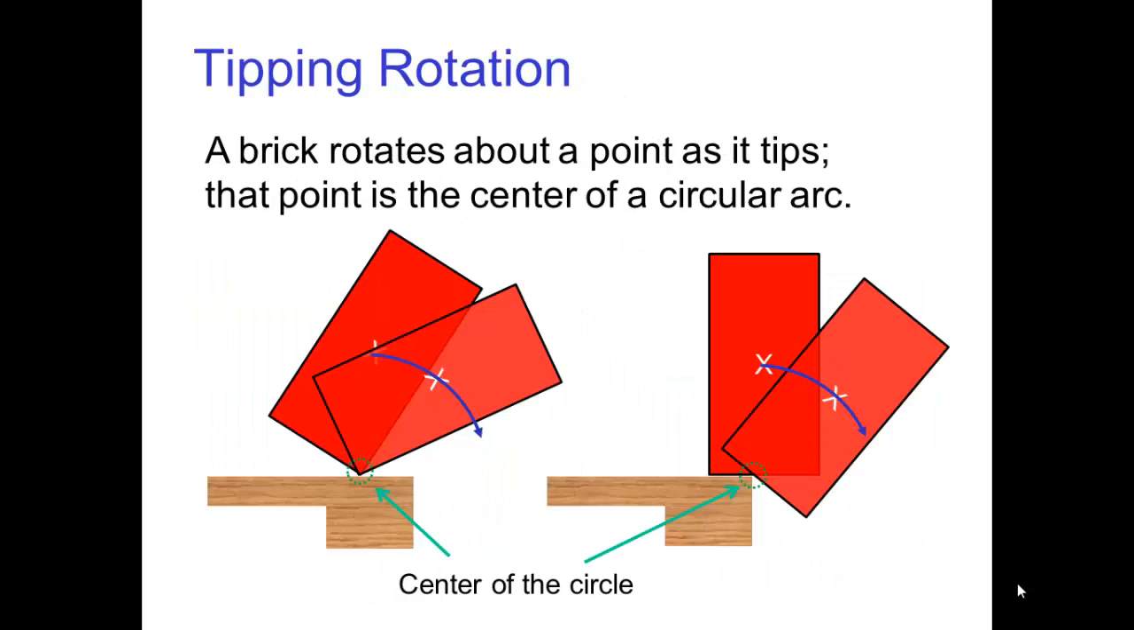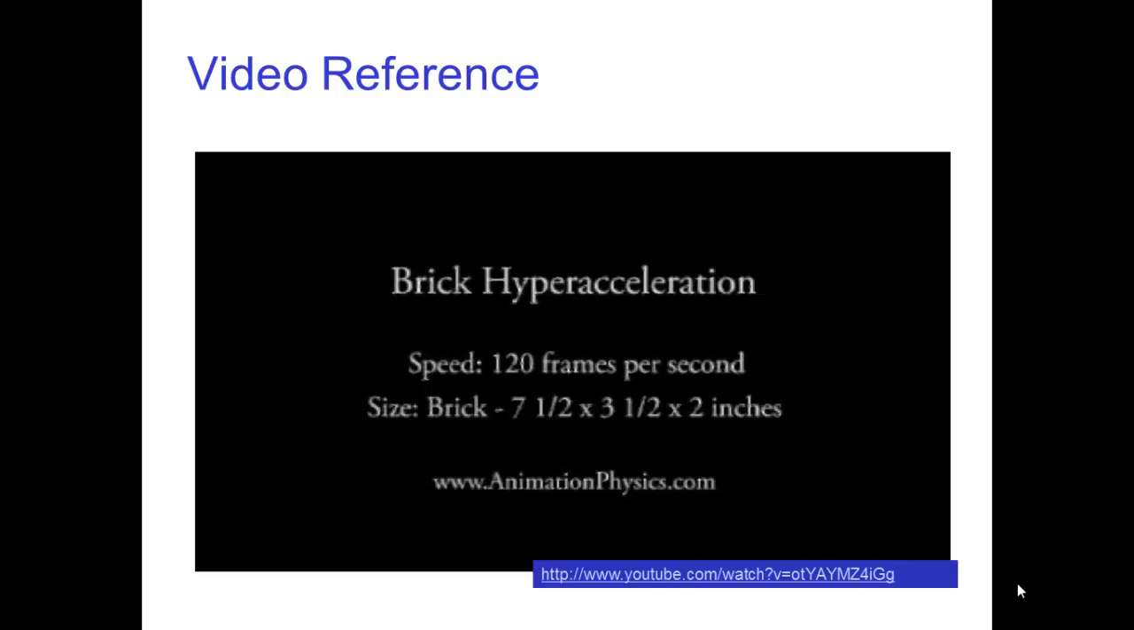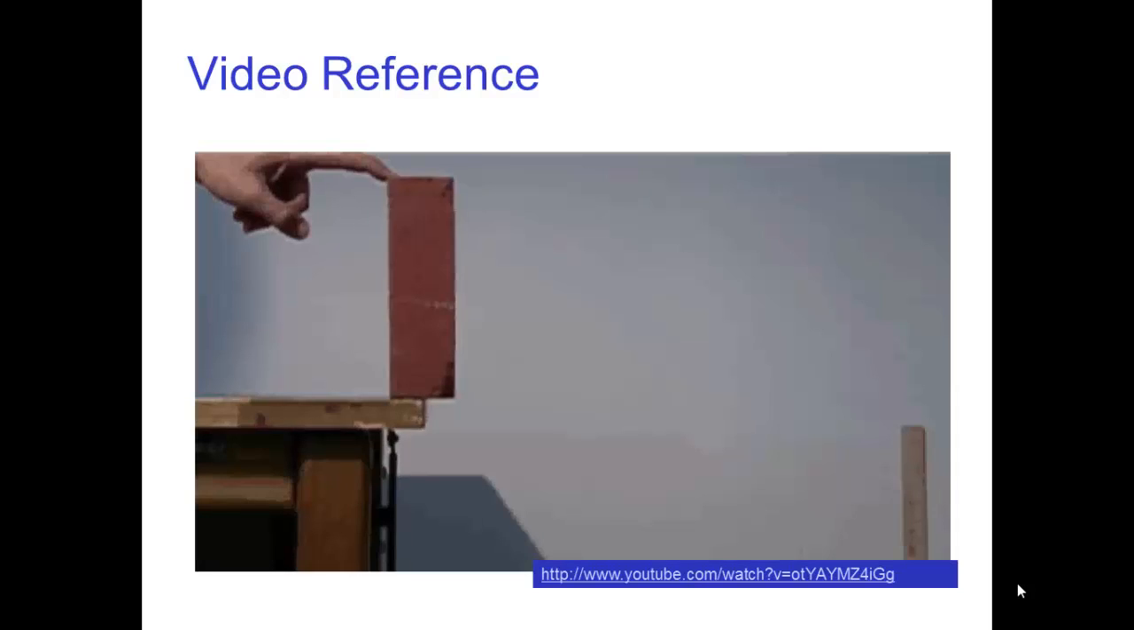A simple example of tipping motion, and one that's often used as an animation exercise, is a brick falling off of a table. You see that the brick rotates about a point as it tips, and that point is the center of the circular arc. Let's watch some video reference of a brick tipping over, filmed in slow motion.